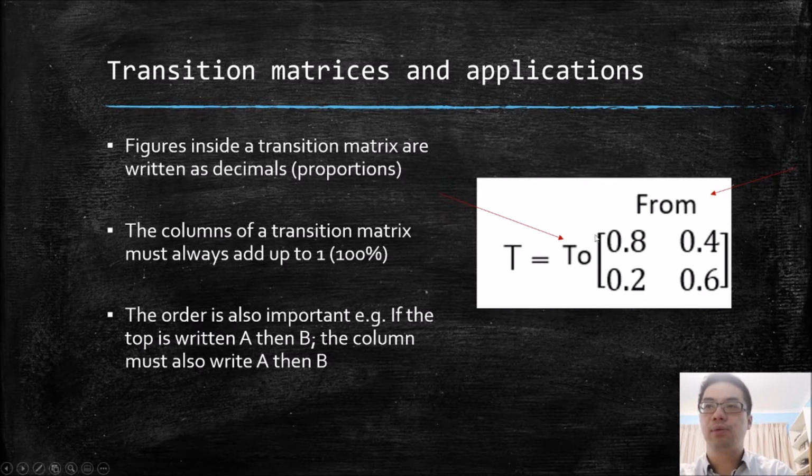So here's an example of a transition matrix. As you can see, the columns add up to 1. And this part is from, and this part is to. So it's from A to B, and from A, or maybe from B to A.